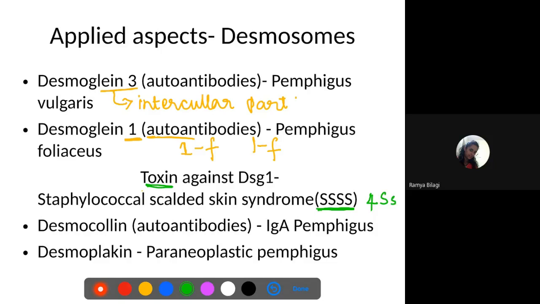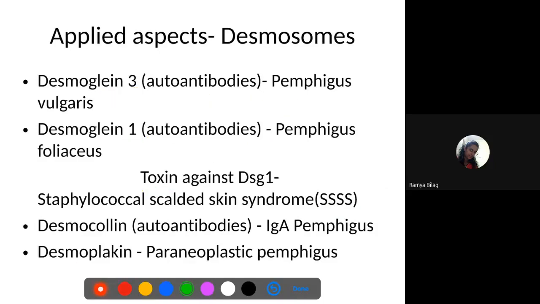If there are autoantibodies against desmocollin, we will have a condition called IgA pemphigus. If there are autoantibodies against desmoplakin, then we see a condition called paraneoplastic pemphigus.